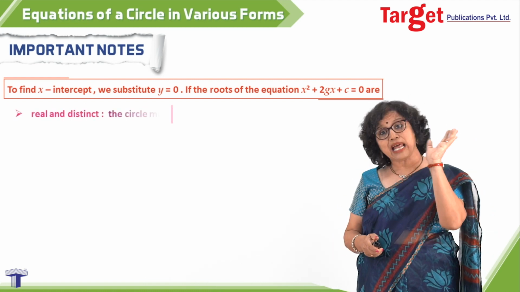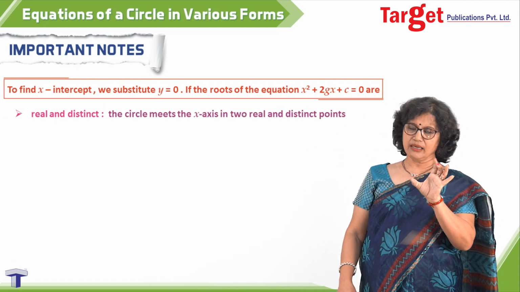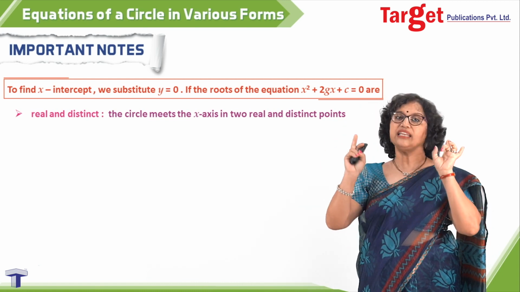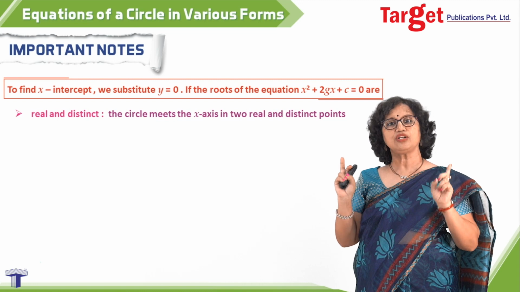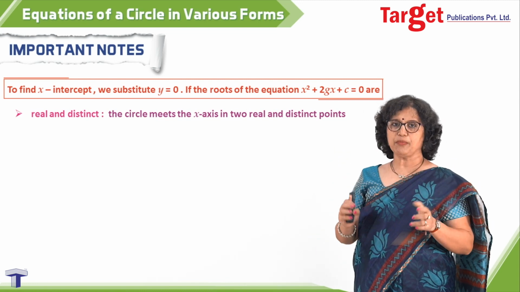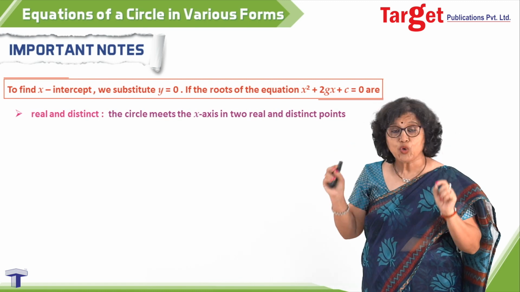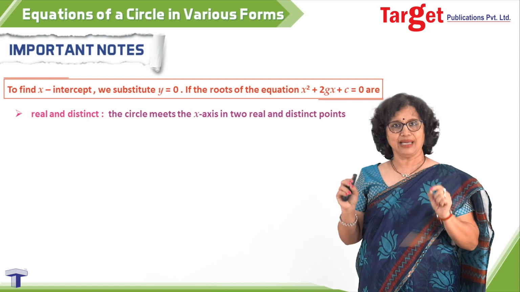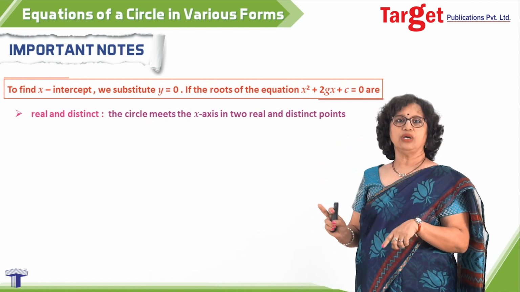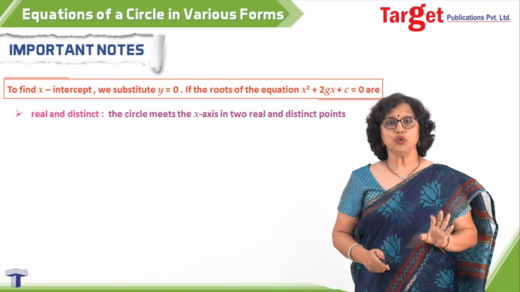So now it's a quadratic equation, and you know the discriminant plays an important role. The discriminant will decide something. If the roots are real and distinct, then the circle would meet the x-axis at 2 distinct points. I hope you can see the interpretation part. You will get 2 values of x, and y would be kept as 0. So you will have 2 points where the circle would meet the x-axis. So if the roots of x square plus 2gx plus c equal to 0 are real and distinct, then the circle meets the x-axis at 2 distinct points.